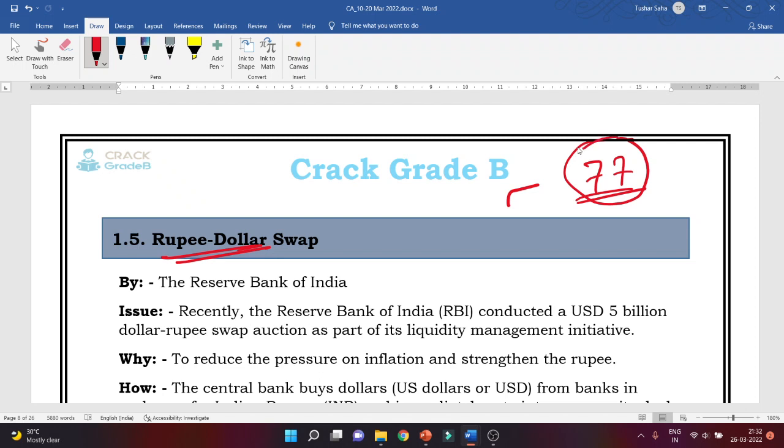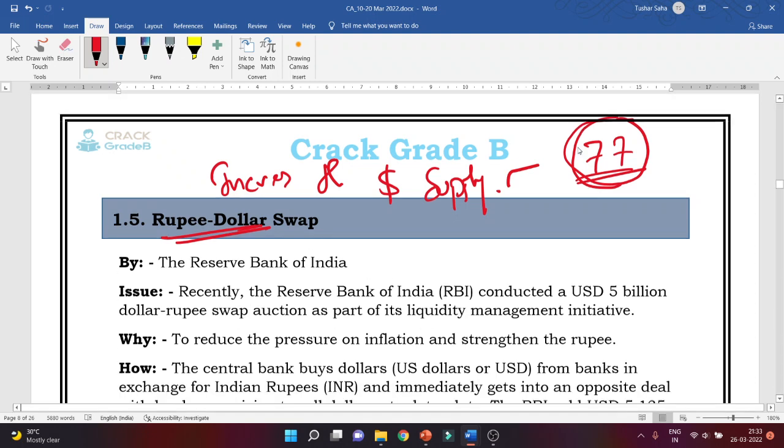So if RBI wants to bring this price down, as per the theory of demand and supply, what will RBI do? It will increase the dollar supply. Increase the dollar supply, and that is what it did. Recently, the Reserve Bank conducted a USD 5 billion rupee swap auction as a part of liquidity management initiative, right?